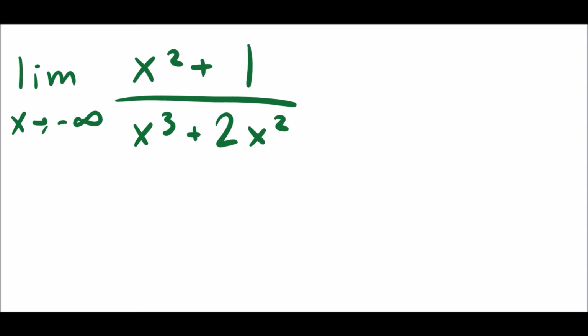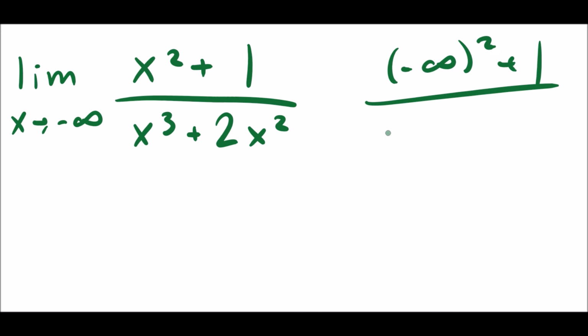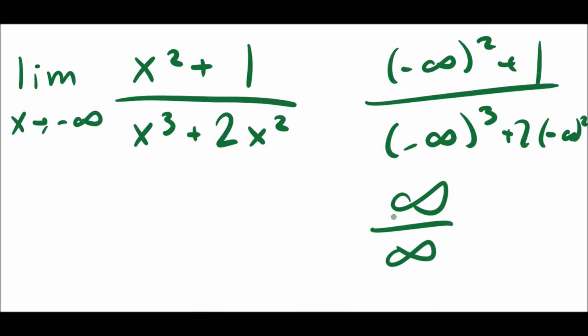So now we're going to try to take the limit as x approaches negative infinity of x squared plus 1 divided by x cubed plus 2x squared. So first, something I actually forgot to do in the last one is that we always have to plug in the limit value whenever we have a limit problem. So if we try to plug in the negative infinity here, we get negative infinity squared plus 1 divided by negative infinity cubed plus 2 negative infinity squared. And essentially, well, you can tell this is going to be an infinity over infinity. The sign doesn't really matter. We just see that it's an indeterminate form.